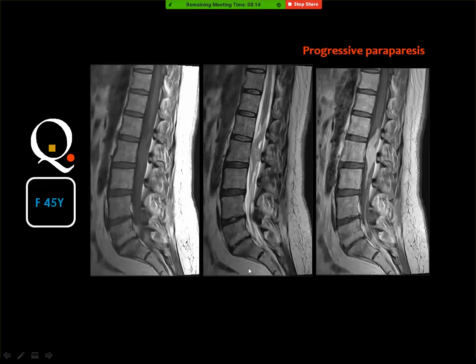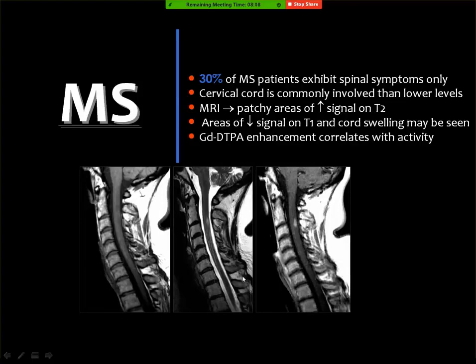Then what do you think of this? Excuse me, doctor. Excuse me, the previous lesion. If we want to comment, we will say intramedullary lesion or abnormal bright signal in the T2 image. This is intramedullary because it is inside the substance of the cord.